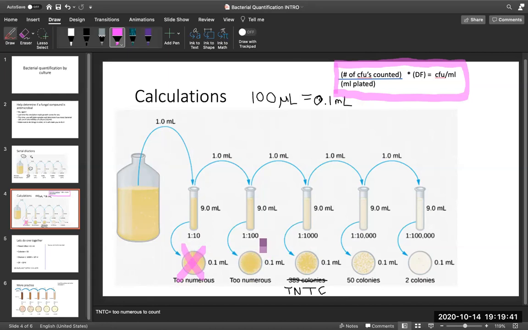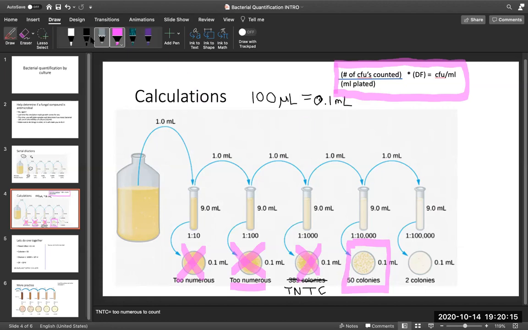Here you have tons and tons of colonies, so it's too numerous to count. That's what TNTC stands for, too numerous to count. And even this one, even though you can distinguish colonies a little bit better, is still way, way too many. And so then you get to this plate, and finally you have few enough colonies that you can actually count. And they counted for us in this image, and it's 50.